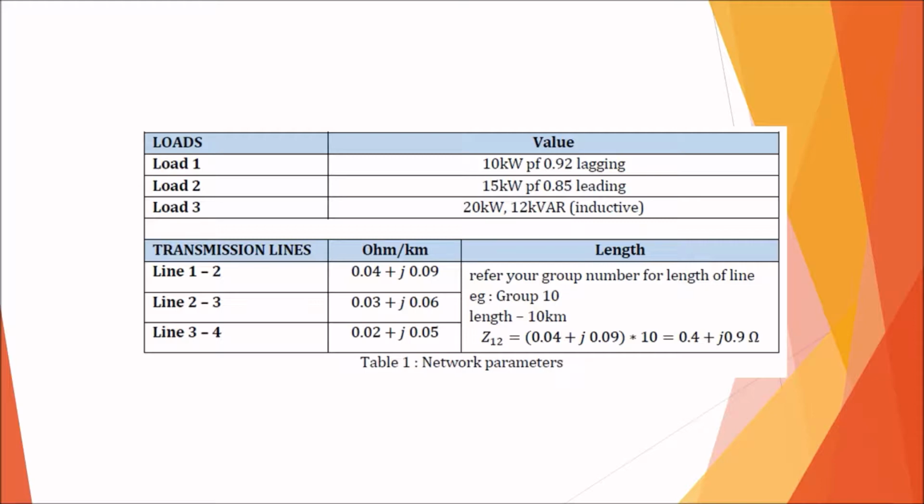Below shows the impedance of the transmission line per kilometer. Since we are in group 3, we use 3 km of transmission line. Therefore, we need to calculate the transmission line impedance by multiplying the impedance given by 3 km.